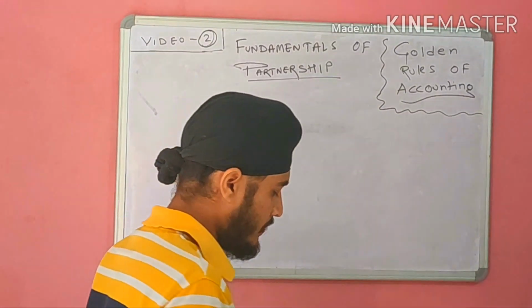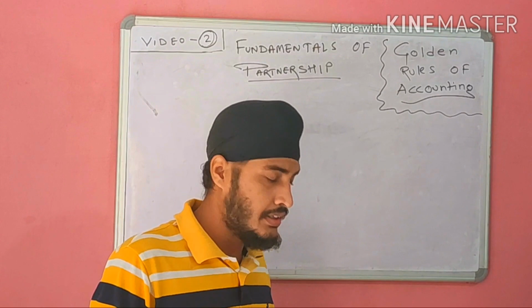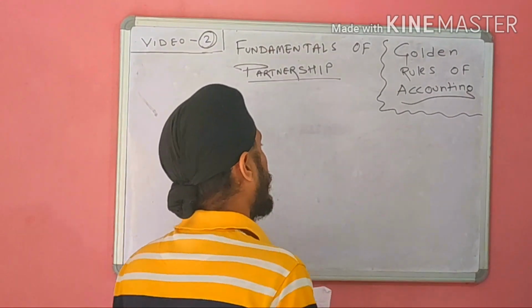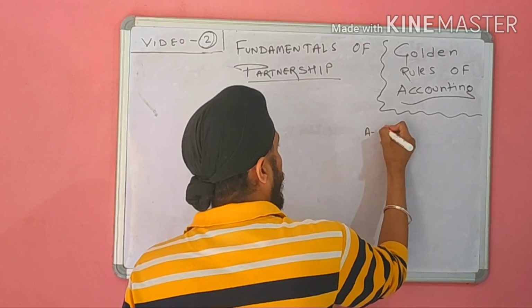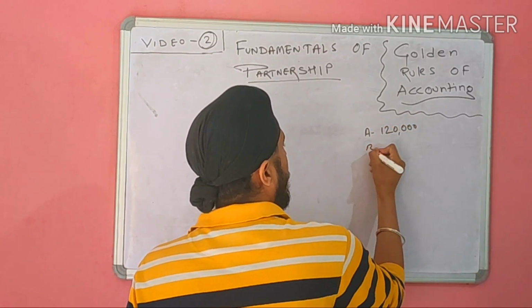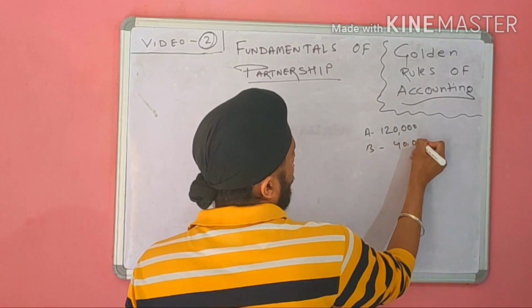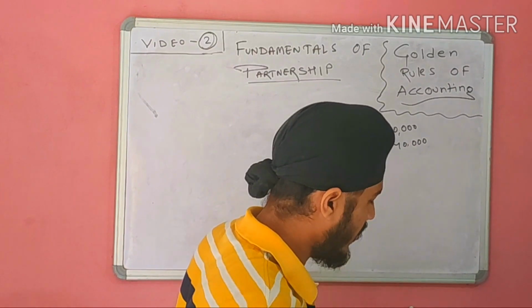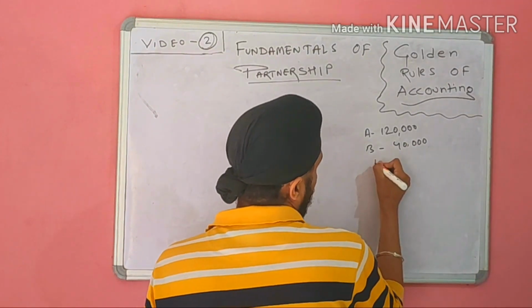Okay, please read the question. A and B entered into partnership with a capital of rupees 1,20,000 and 40,000. So what is the capital of A? 1,20,000. And what is the capital of B? 40,000. So what is the next thing given? The net profit earned during the year. So what is the net profit?